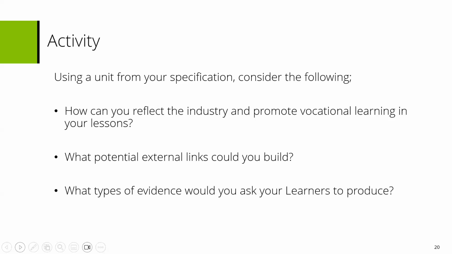Using a unit from your specification, consider the following. How can you reflect the industry and promote vocational learning in your lessons? What potential external links could you build? And what types of evidence would you ask your learners to produce? Please press pause now to complete this activity and press play once completed.